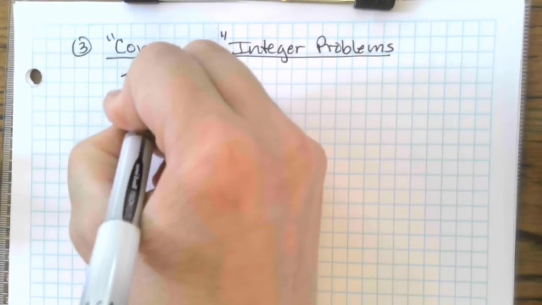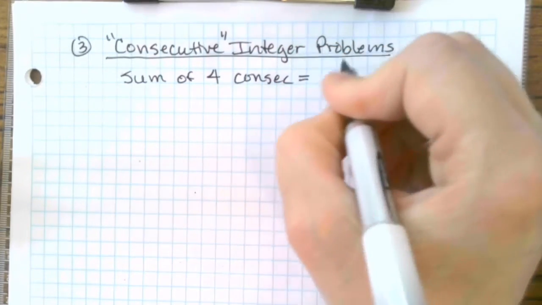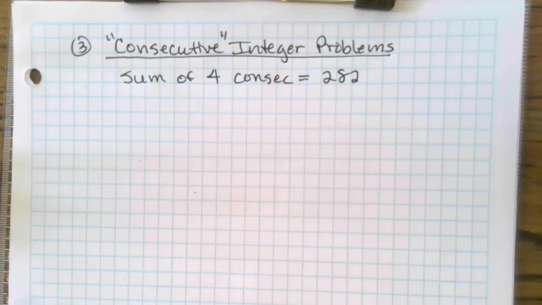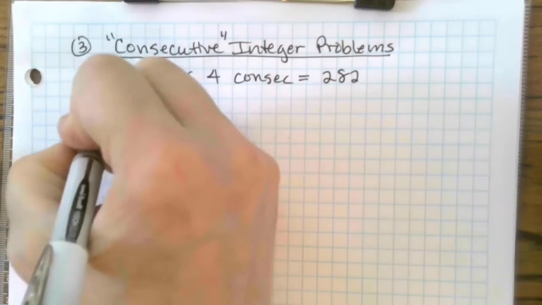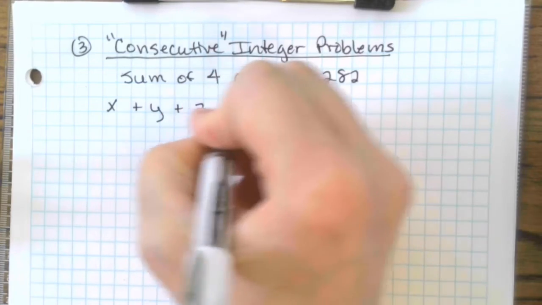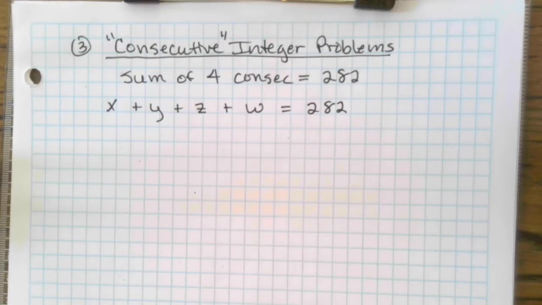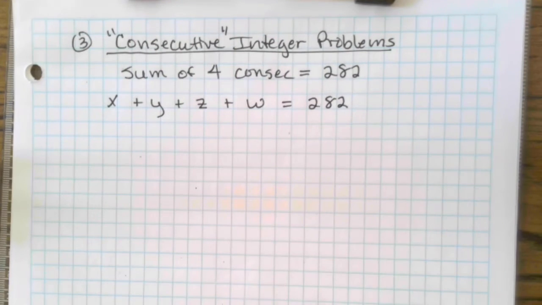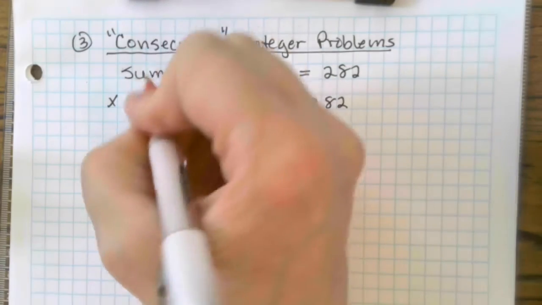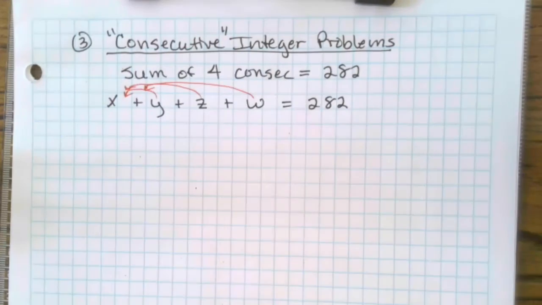So we know that the sum of 4 consecutive numbers equals 282. Well, let's just pick letters for those. X is the first number plus Y plus Z plus W equals 282. Now, right now, this is not solvable because we have 4 different types of variables. What we need is to express each variable in terms of one of them. Typically, we express each of these in terms of X and make replacements.